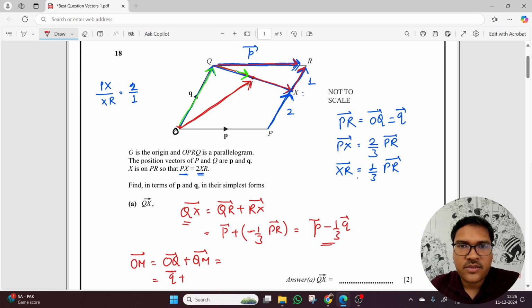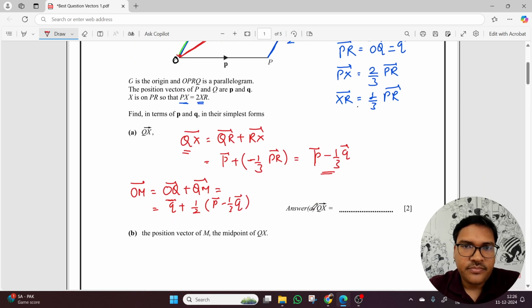Now, what is QM? You can see it is given that M is the midpoint of QX, and QX we already got. So, can I say this will be just half of this? So, this is half of QX vector, which is P vector minus 1 by 3 Q vector. I hope this point is clear, right?